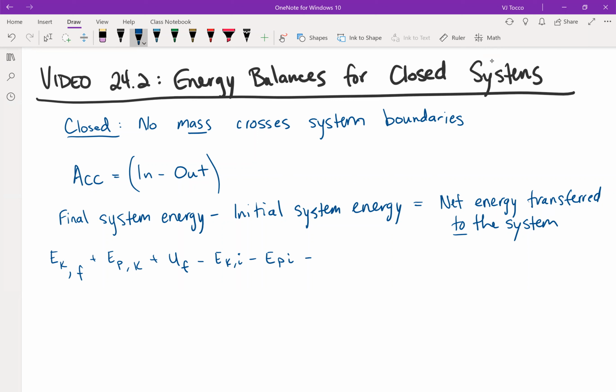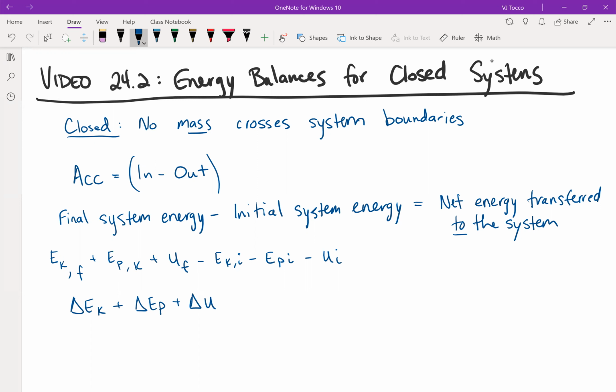minus internal energy initial, UI. Sorry, I'm having a very hard time speaking today. And if you notice, it looks kind of clunky and not very elegant when I write it that way. So if I take final minus initial kinetic energy, there's another way that I can write that. If I just simply write delta EK, that looks a lot better. Delta EK plus delta EP plus delta U. So this is the change in kinetic and potential energy and the change in internal energy.